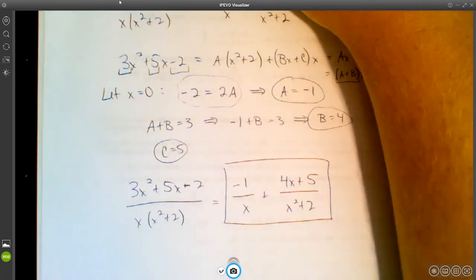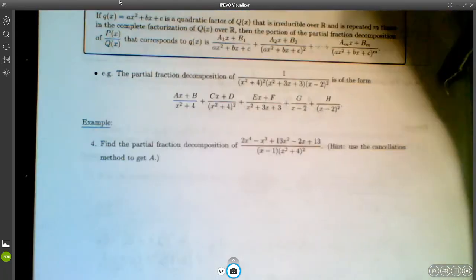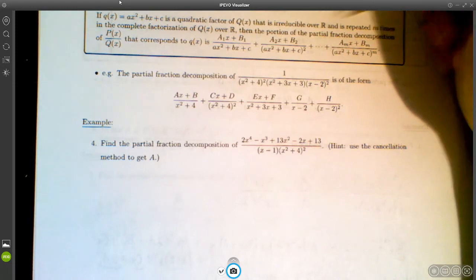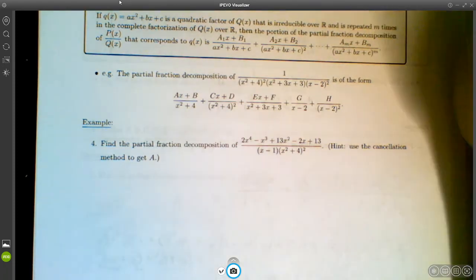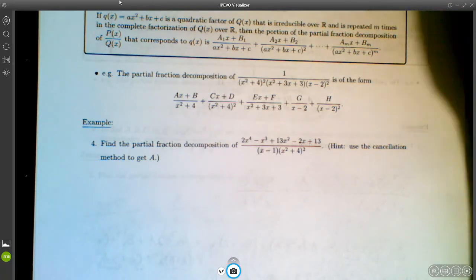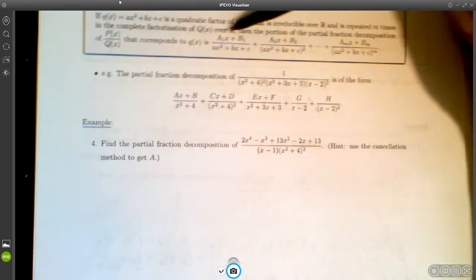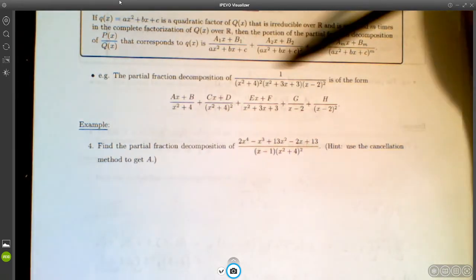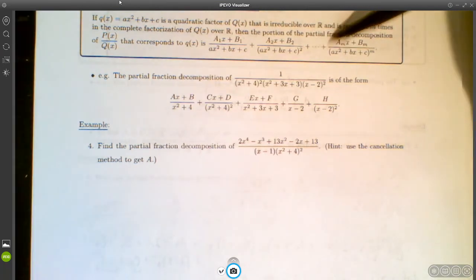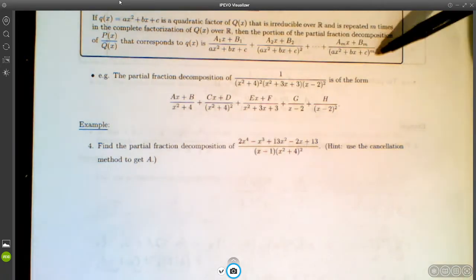Okay. So one more case to consider. The last case is when you have a quadratic factor that repeats. A quadratic factor that's irreducible over the reals and it repeats. And let's say it repeats m times. Now, if it repeats m times, then the portion of the partial fraction decomposition corresponding to q would be, well, you'd have one copy, and then another copy where you square it, and so forth, right? You'd have m copies, and you'd be increasing the exponent each time until you reach n.